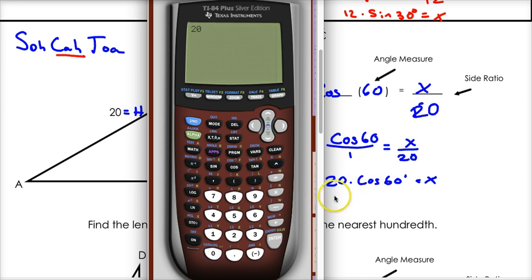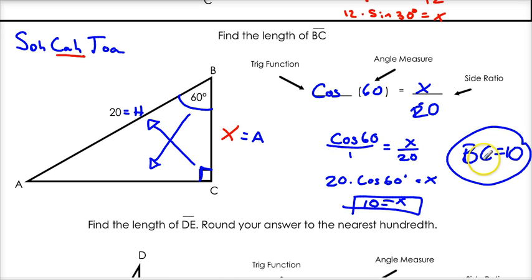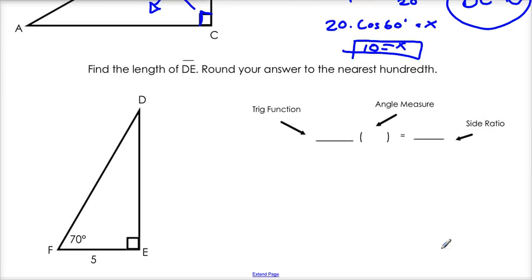20, I'm just putting this in, times cosine 60 is equal to 10. All right. Nicely done, nicely done. All right, so x BC is equal to 10. We did it. Well, keep trying. Let's do another one, okay? Let's just get real good at this.